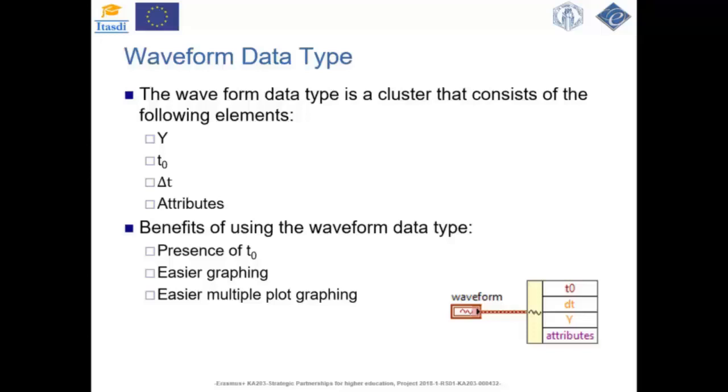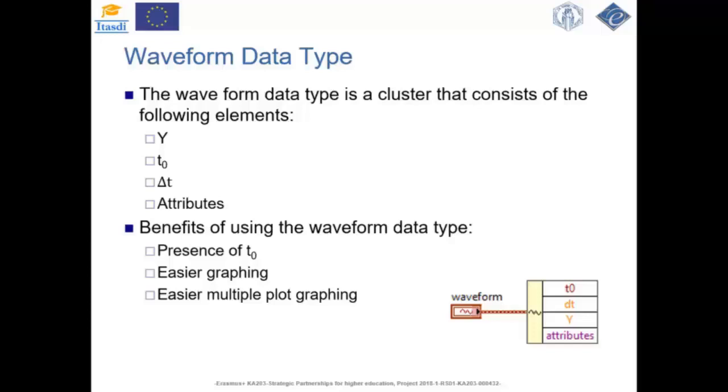Next, we have the T0, which is a scalar value that represents the time according to the system clock when the first point in the Y array was acquired. And this element is also called the initial time or the timestamp. And then we have the delta T, which is a scalar value that represents the time between all of the data points in the Y array. So all of these data points are acquired at equidistant time intervals, at the same time interval, which equals delta T.